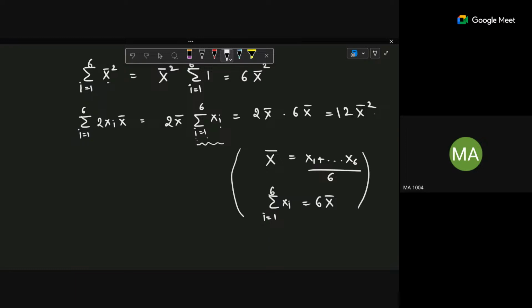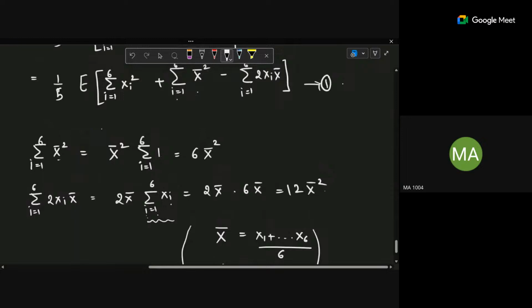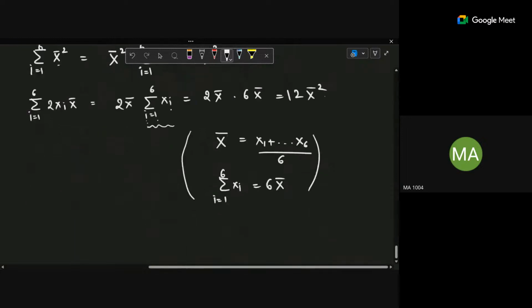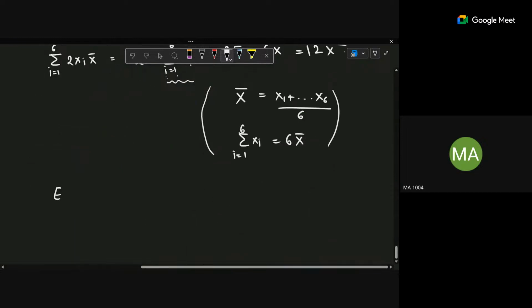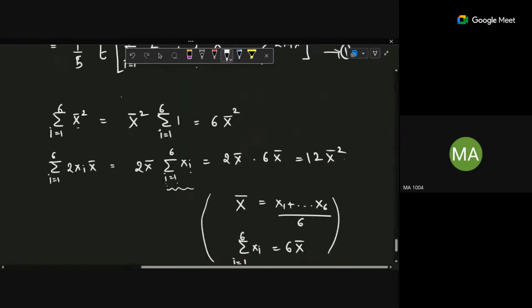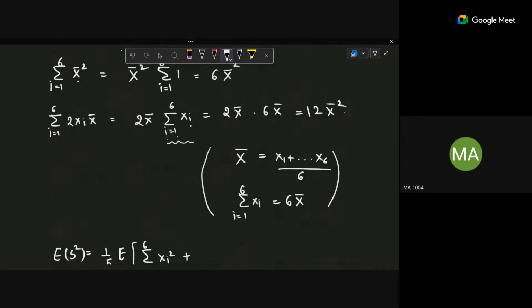Any doubt? Okay. So just put all these values in equation number 1. What we will get is expectation of S square is 1 by 5, expectation of summation xi square, i is equal to 1 to 6, plus 6 x bar square minus 12 x bar square.